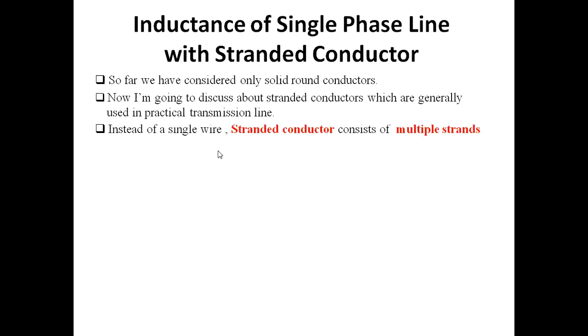A stranded conductor consists of multiple conductors having small radius. A solid conductor has a large radius, and it is more rigid. But a stranded conductor has multiple strands with small radius, and it is not so rigid and is more flexible than a solid conductor. Flexibility means you can easily bend the conductor, but in the case of a solid conductor, it is not so easy.